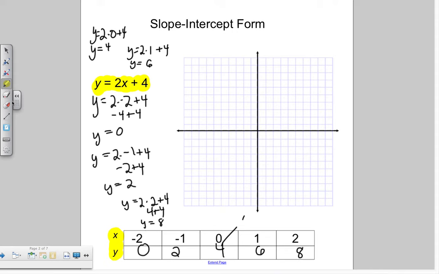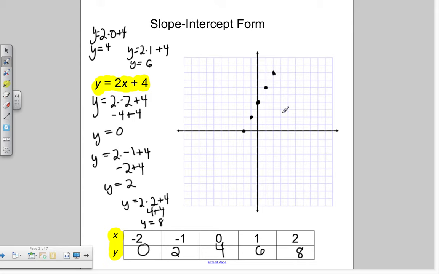These are all considered ordered pairs. So I've got my ordered pairs, and just like I did in my last unit, now I'm going to do a graph of this. Negative 2, 0 is going to be right here. Negative 1, 2 is going to be right here. 0, 4 is going to be right here. 1, 6 is going to be right here. 2, 8 is going to be right here.